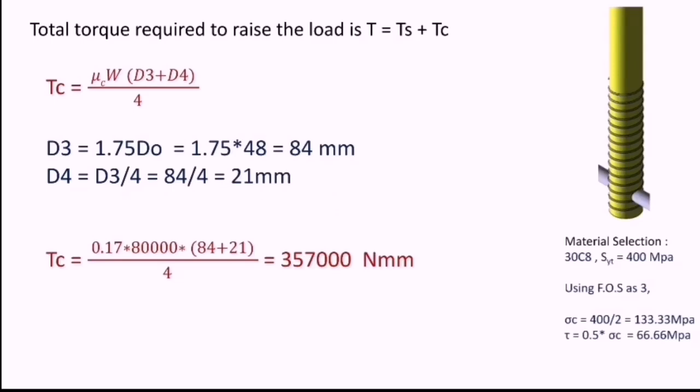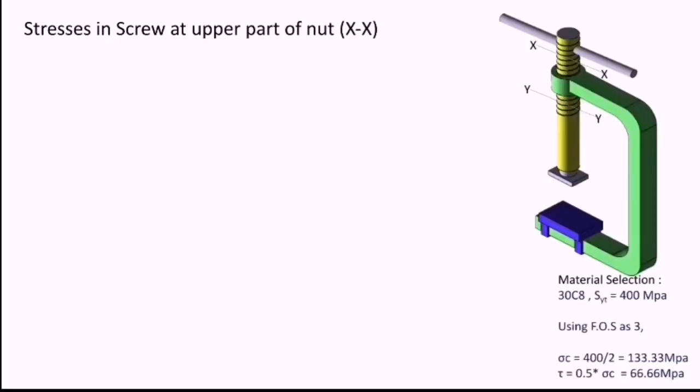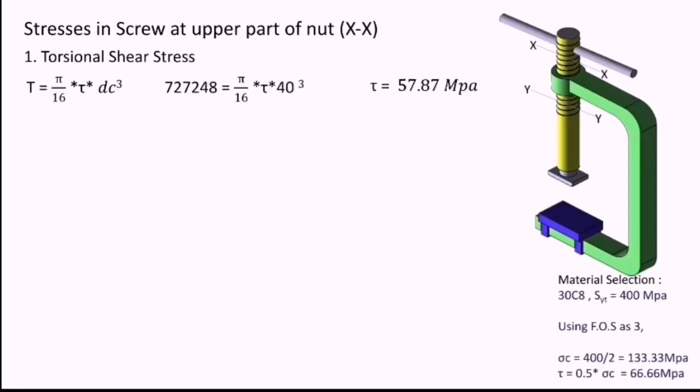Hence, I will get the total torque required to move the screw as 727,248 Newton mm. Now, considering the stresses in the screw at section XX, we know that section XX will be subjected to two stresses. One will be the torsional stress and the other will be the bending stress. Starting with torsional stress, I have the relation T is equal to pi by 16 tau into dc cube. On substituting the values, I will get the value of tau as 57.87 MPa.